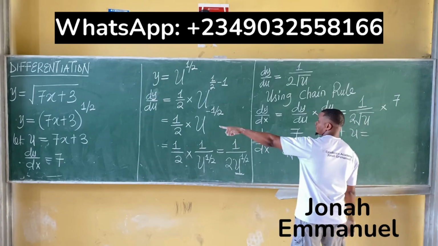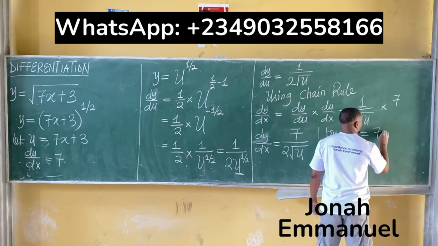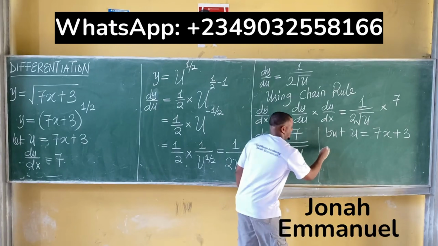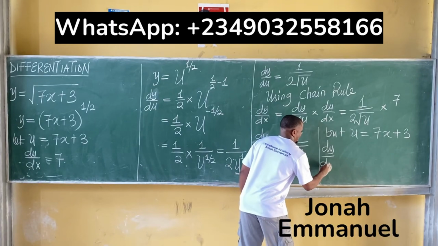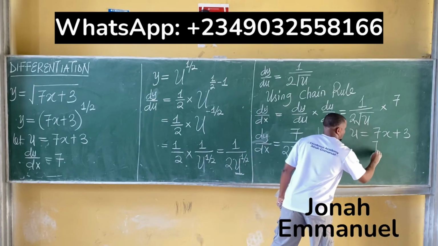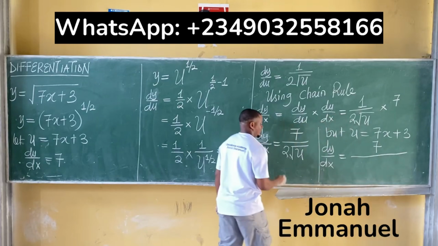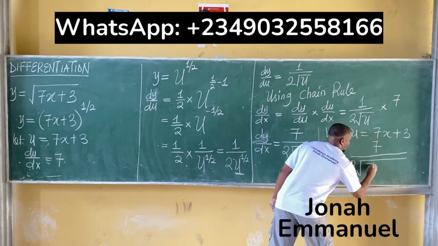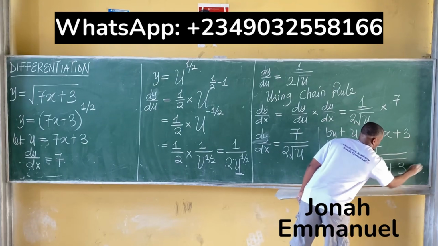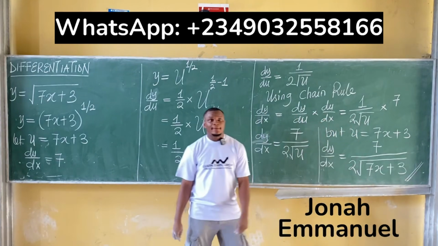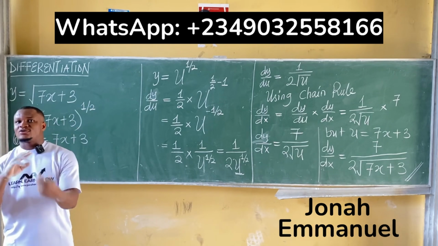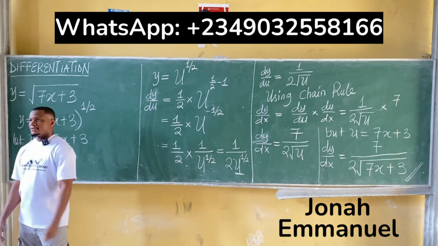Now put u back here. You have that dy dx is equal to 7 all over 2 root u. What's u there? 7x plus 3. That's your answer. It's the same concept, just that those minus signs and things, you know how to work on them. That's it.